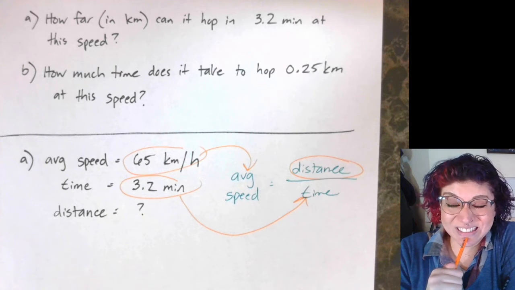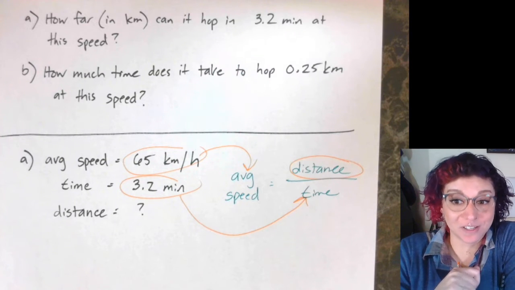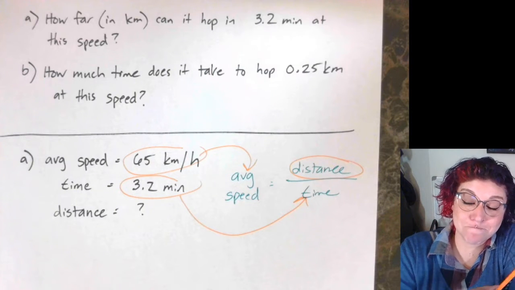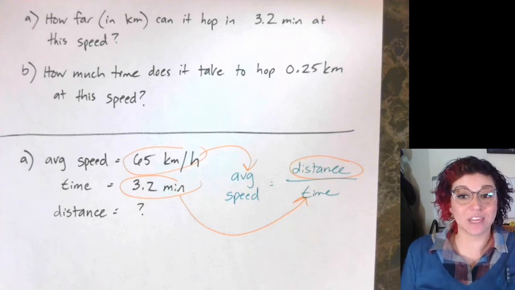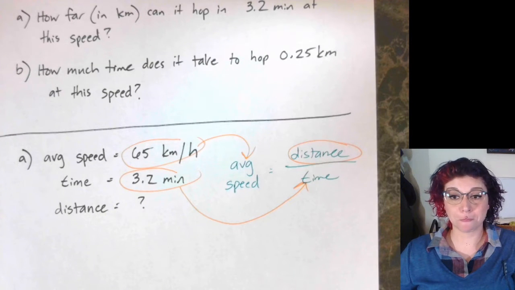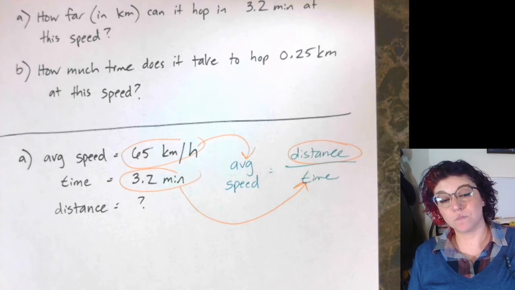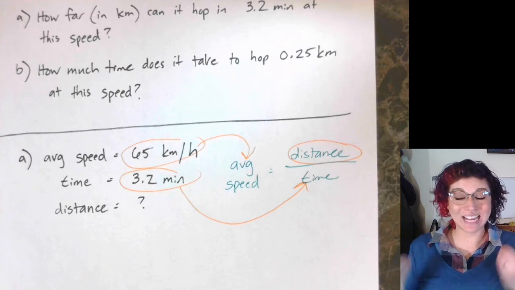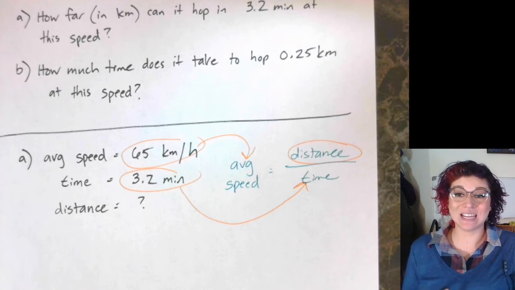So this problem might seem straightforward, plug and chug, but you have to be careful with the units. You're going to have to convert something around so that your units are all consistent. In this case, I could convert minutes to hours or the hours to minutes so that we're all consistent in our unit of time. I'm actually going to convert the 3.2 minutes into hours.